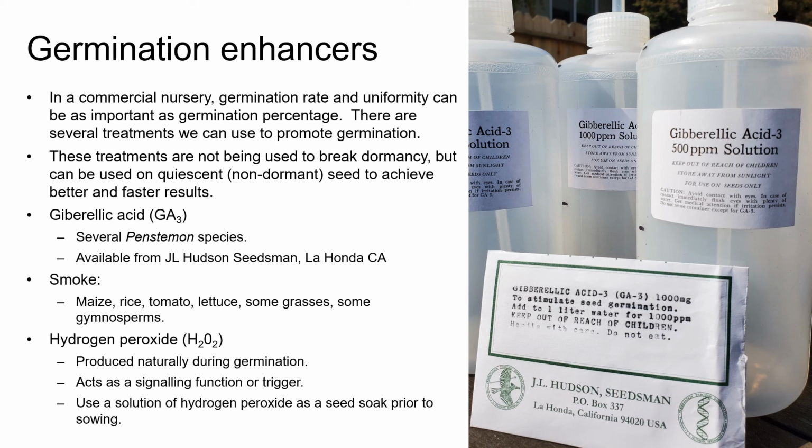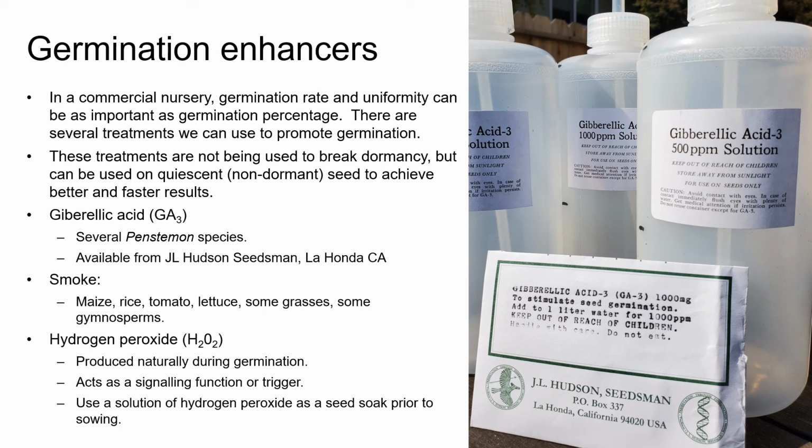And lastly now, I just want to say a few words about germination enhancers. In a commercial nursery, germination rate and uniformity can be as important as germination percentage. And there are several treatments we can use to promote germination. I'm not talking here about treatments that are necessarily used to break dormancy, but treatments that we can use on quiescent, so non-dormant seed, in order to achieve better and faster results.